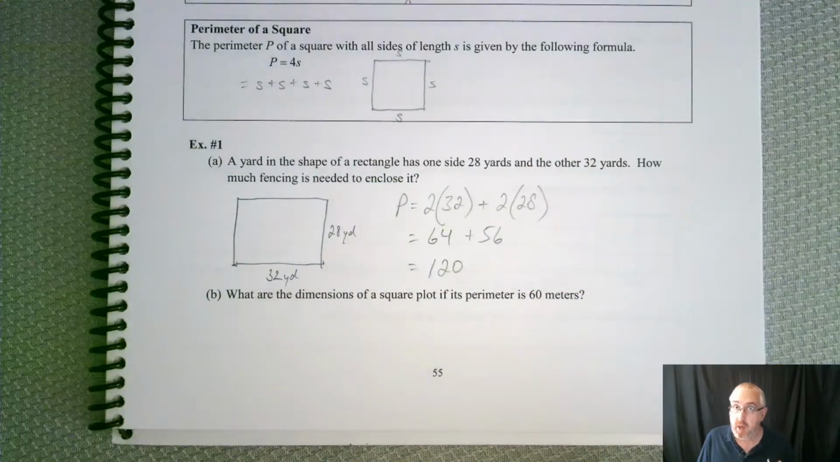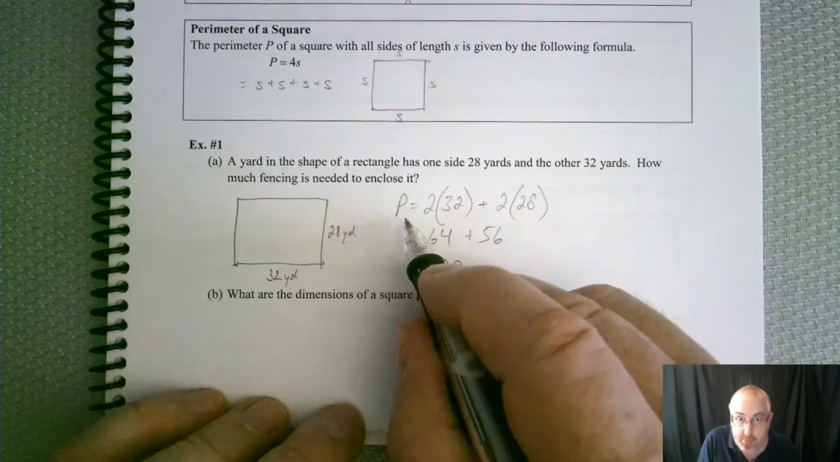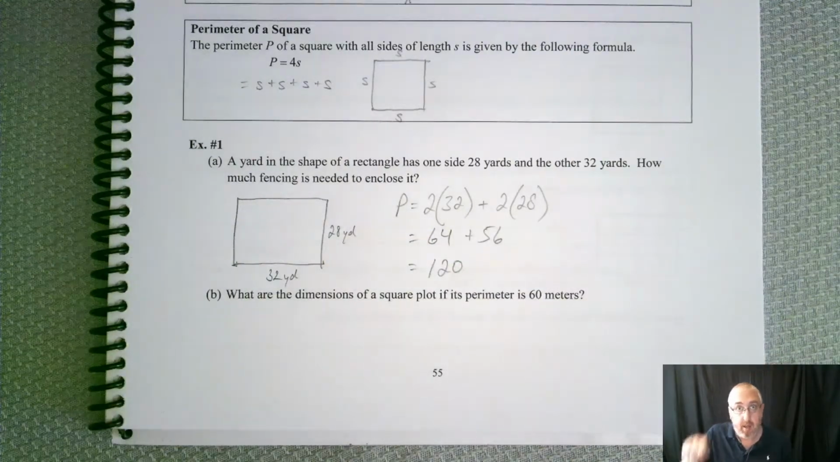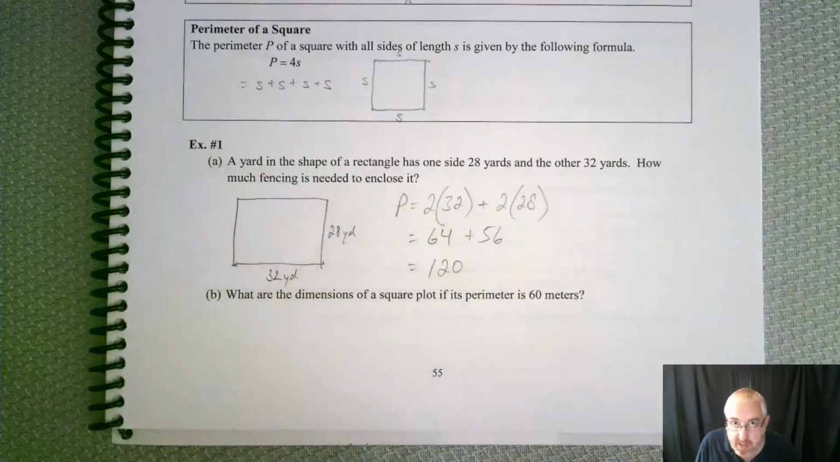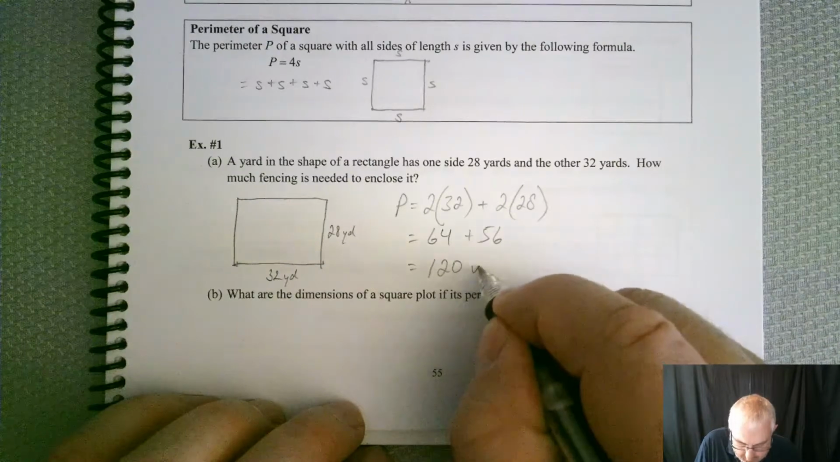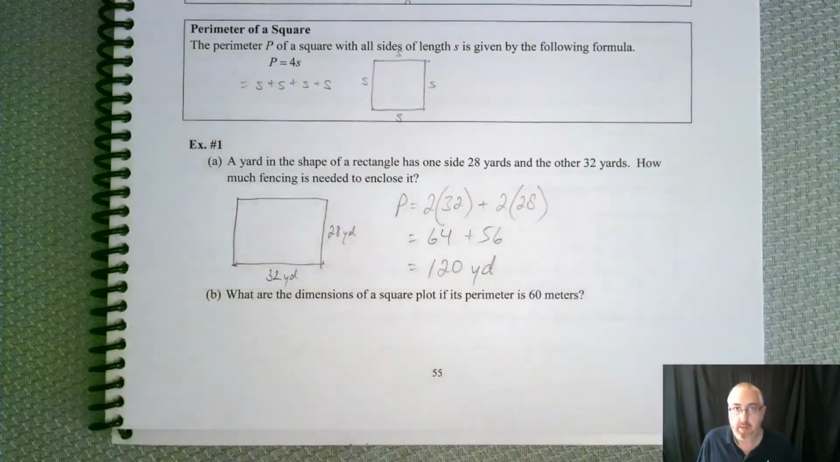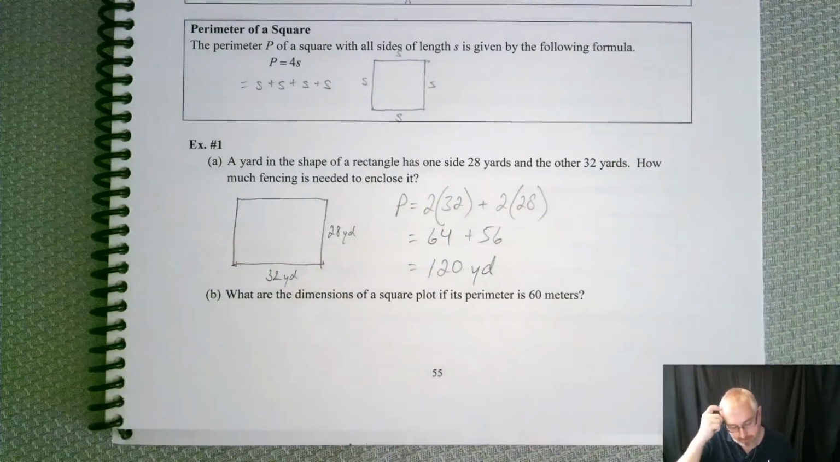Now, the units are very important for this section, so don't forget the units. Anytime it's perimeter, it's just a linear length all the way around. So you don't need to do anything fancy with the units. You just have to tack them on. So 120 yards.